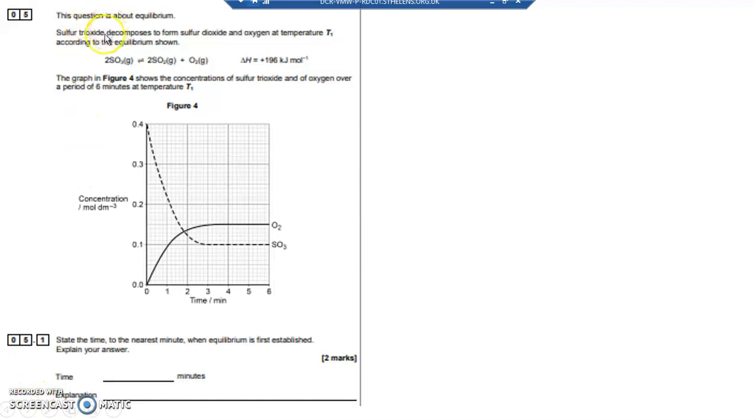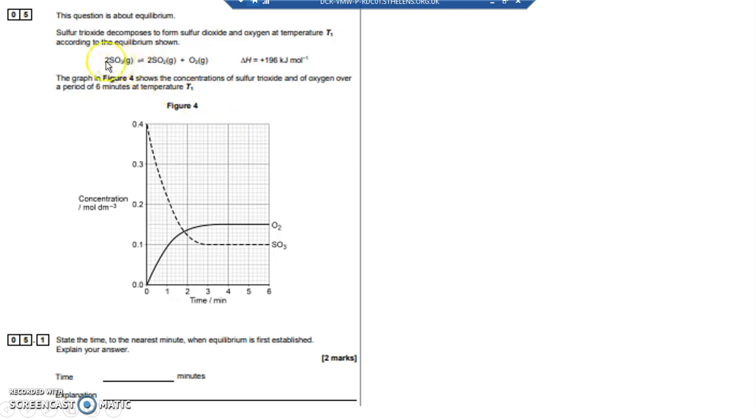Question 5, a question about equilibrium. Sulfur trioxide decomposes to form sulfur dioxide and oxygen at temperature T1 according to the equilibrium shown below. So we've got a reversible reaction, an equilibrium reaction, where 2 moles of sulfur trioxide produces 2 moles of sulfur dioxide and 1 mole of oxygen.